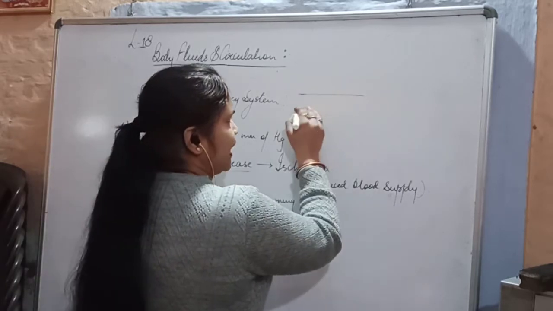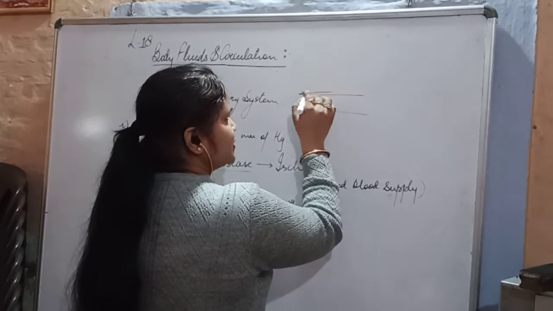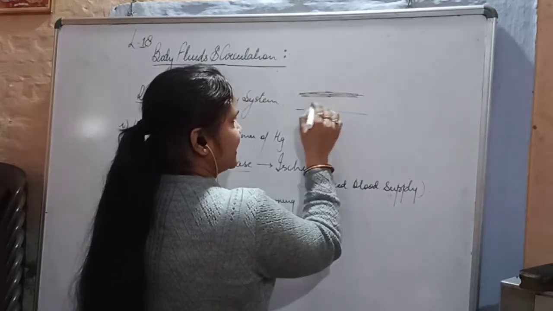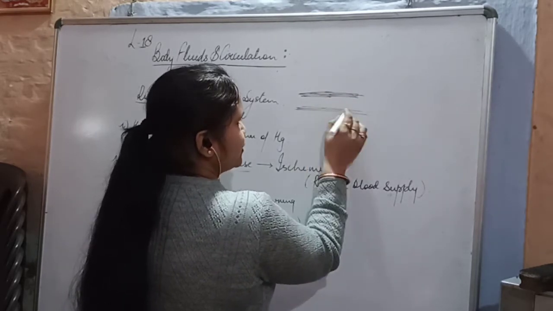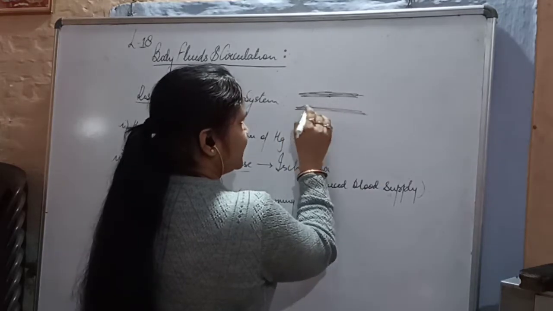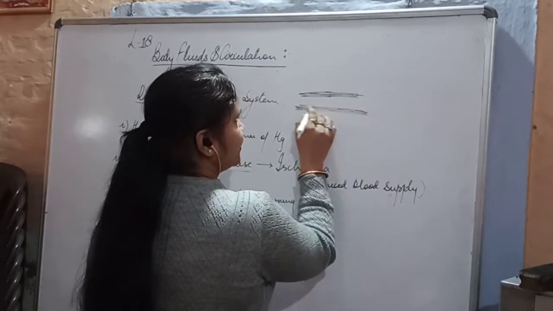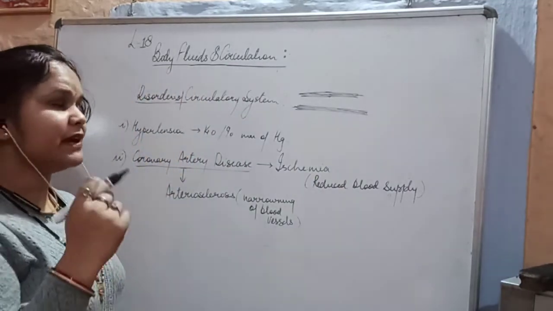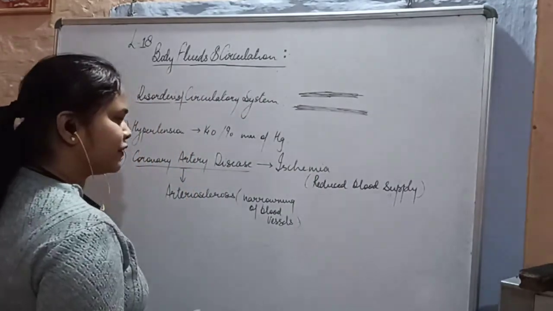Suppose this is your artery and the lumen of the artery. The walls of the arteries are getting thicker day by day. So what is going to happen? Ultimately, the blood supply will be hindered and the supply of oxygen will be reduced. This was the case of arteriosclerosis.